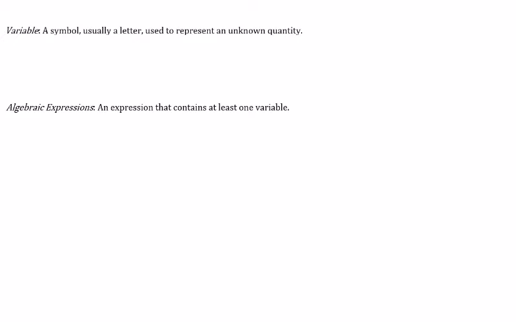All right, so let's look at some vocabulary here. We're going to talk about variables. We'll talk about it a lot in algebra and even in trigonometry. A variable is a symbol, usually a letter, used to represent an unknown quantity, right? It's basically a placeholder. That's how I think about it a lot of times, as a placeholder.